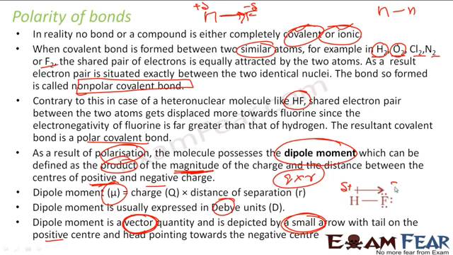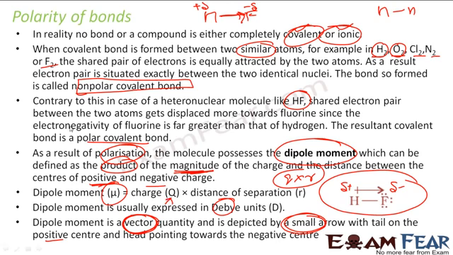Hydrogen has a positive charge and fluorine got a slightly negative charge, because fluorine attracts electrons more than hydrogen. The electron wants to spend more time with fluorine than with hydrogen, and thus fluorine gets a partial negative charge. This is a vector quantity where the tail is towards the positive and the head is towards the negative charge. So dipole moment is charge into distance, and it comes because of the polarity of the bond, because we have covalent bonds which are polar.